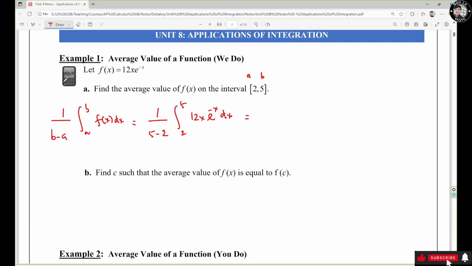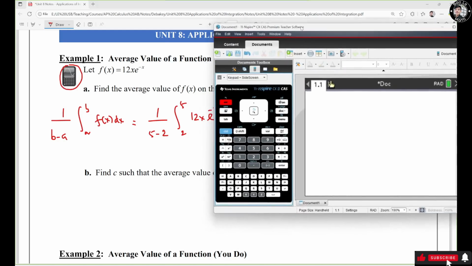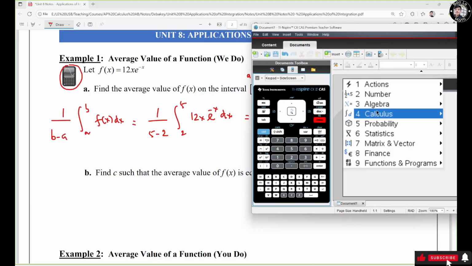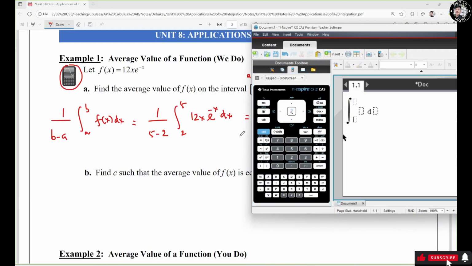Now you're going to bring up the calculator, since this one is a calculator active problem. You're going to hit menu, calculus, integral from 2 to 5 of 12 times s times e raised to the negative s ds. Now right here it's going to be 1 over 5 minus 2, which means 1/3, and hit enter.